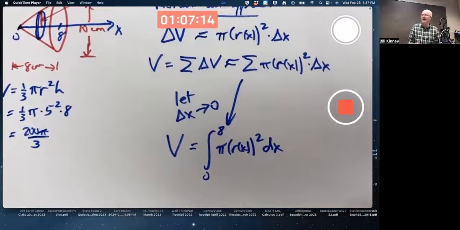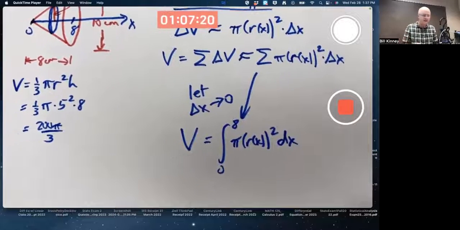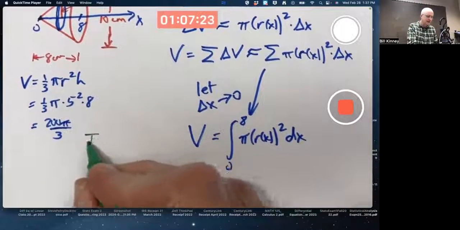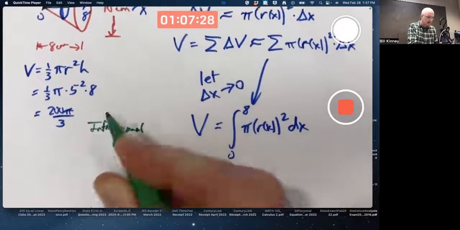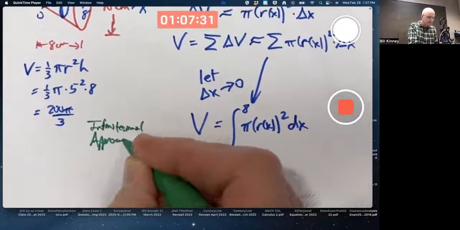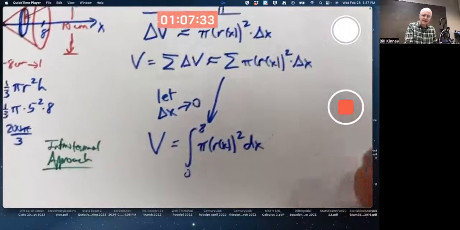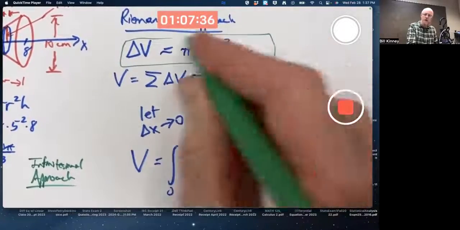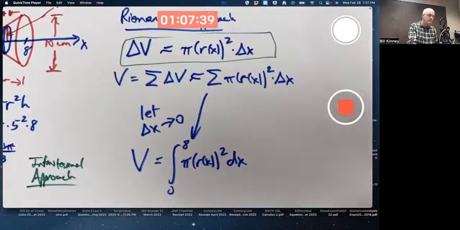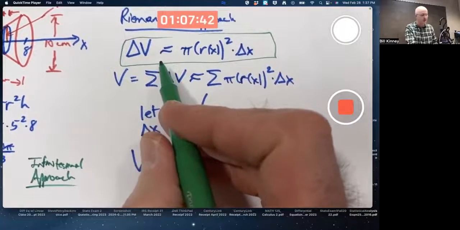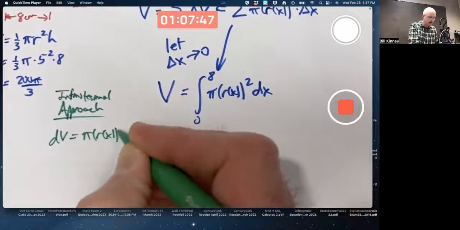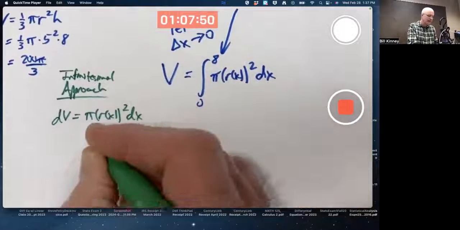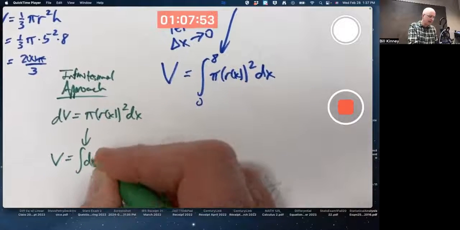But to actually do the integral, I have to figure out r of x. Before doing the integral, which will be a fairly easy integral, let's do the infinitesimal version. Infinitesimal approach. Hang with me here. We'd write essentially this same equation in infinitesimal form. Change the deltas to d's and change the approximately equal to an equal sign: dV equals pi r of x squared dx. Then find the total volume by adding up the little volumes.